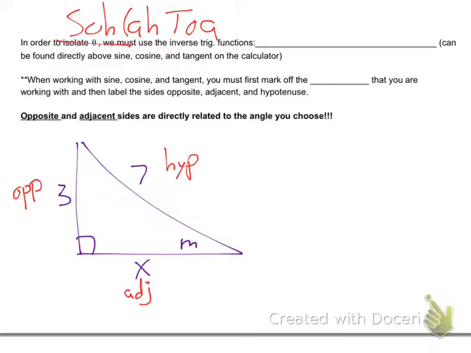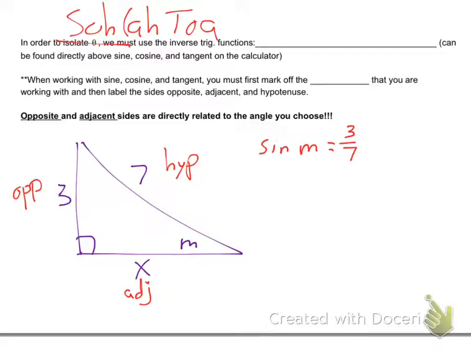So what does that mean? That means that I can actually say the sine of M is equal to the ratio of O over H, or opposite over hypotenuse, or 3 over 7. Did everybody see how I set that up? Now, SOHCAHTOA helps us establish that ratio. The sine of this angle is 3 over 7.